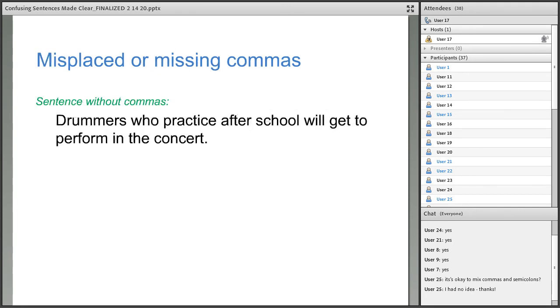Another thing to pay attention to in sentences is the use of commas around clauses, because comma placement can change the meaning of a sentence. Let's look at some correct sentences and see how the presence or absence of commas affects their meaning.